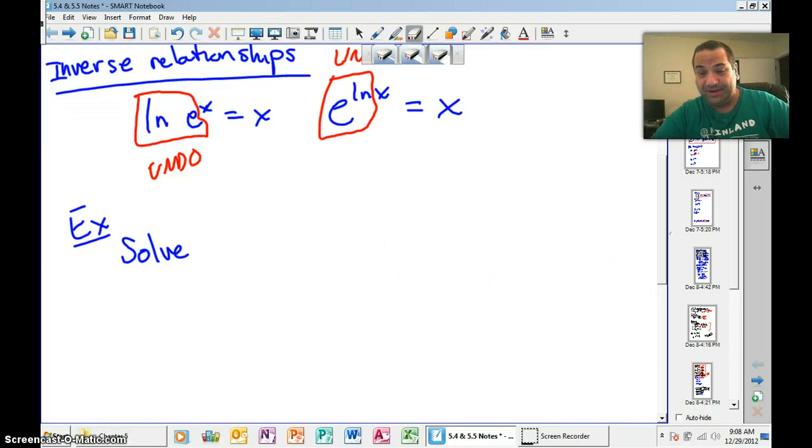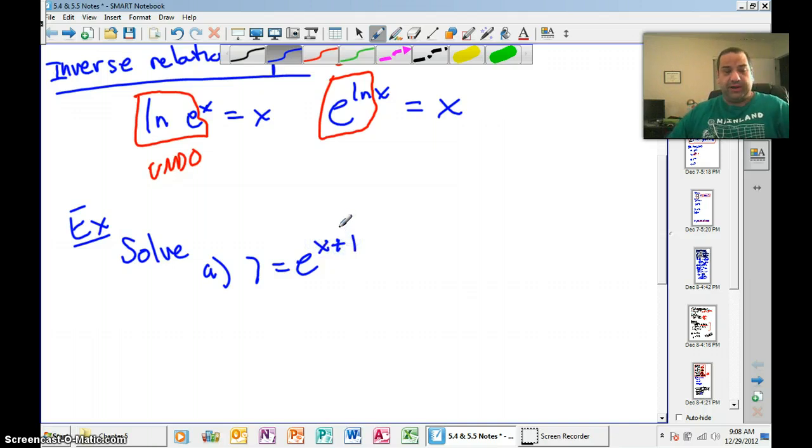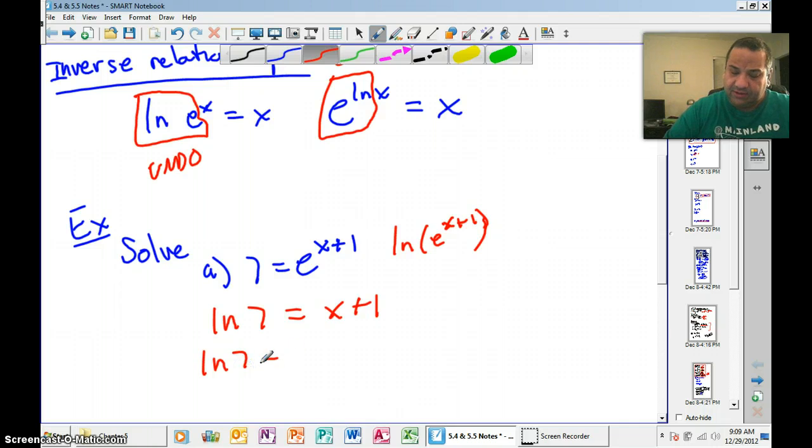Okay, we're better. Now, let's solve some problems. Let's just take something from pre-calc. 7 equals e to the x plus 1, and we want to solve for x. So I'll take the natural log of both sides. I'll get the natural log of 7 equals x plus 1, because if I take the natural log of e to the x plus 1, it is just going to give me the power. That's because the base matches up. Now if I solve for x, I just get the natural log of 7 minus 1 equals x. Done.